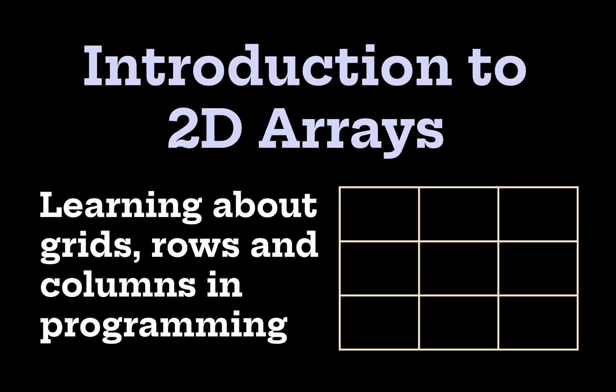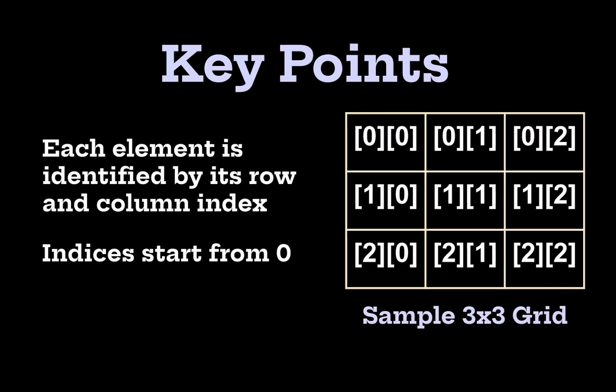So let's start with a little bit of introduction here. What are the things we want to know about 2D arrays? So here we'll learn grids, we'll learn rows and columns in programming, more generally speaking. And these are the key points when we're discussing 2D arrays. Each element in a 2D array is identified by its row and column index. And as you can see, we have 0, 0, and indexes start from 0.